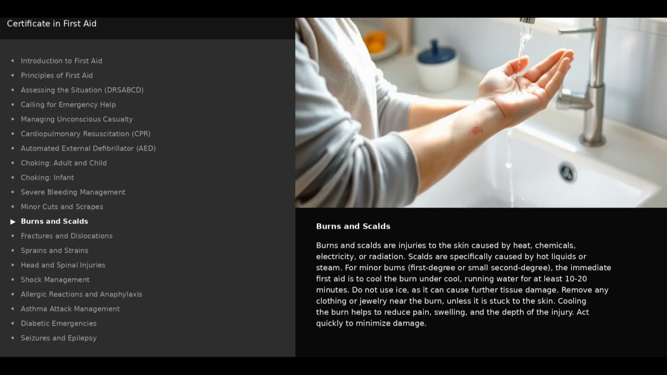Burns and scalds. Burns and scalds are injuries to the skin caused by heat, chemicals, electricity, or radiation. Scalds are specifically caused by hot liquids or steam. For minor burns, first degree or small second degree, the immediate first aid is to cool the burn under cool, running water for at least 10 to 20 minutes. Do not use ice, as it can cause further tissue damage. Remove any clothing or jewelry near the burn, unless it is stuck to the skin. Cooling the burn helps to reduce pain, swelling, and the depth of the injury. Act quickly to minimize damage.